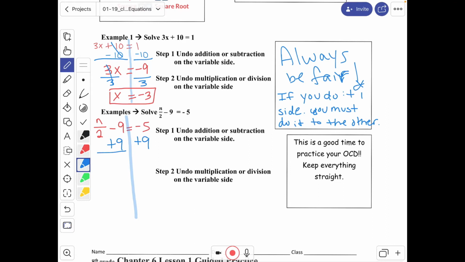So on the left, when we add 9, those are opposites, so they cancel. And all that's left is n divided by 2. And on the right side, we have negative 5 plus 9. Those have different signs. We're going to subtract. So 9 minus 5 makes 4. And we take the sign of the larger, which is positive, so it's positive 4.